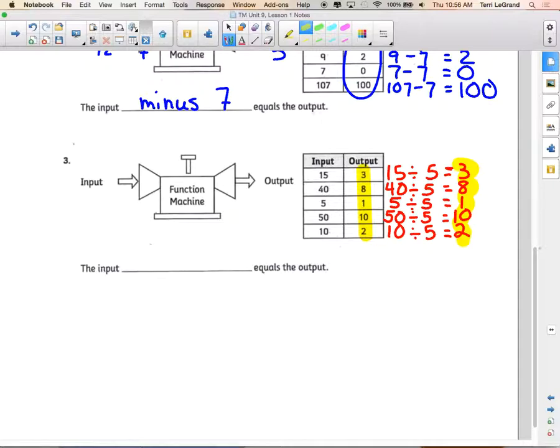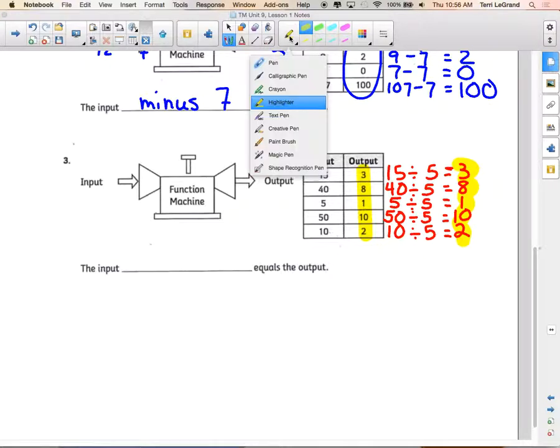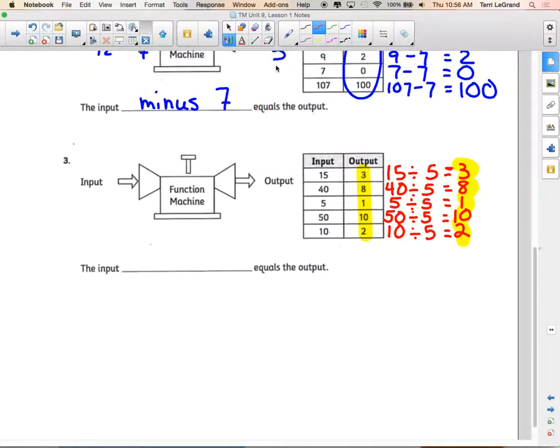What's the rule for this one? Divide by, so the input, what? Let's say it nicely, like intelligently. The input divided by 5. I like that. Equals the output. Okay, we have an understanding of that. Is that better than the first thing we did?